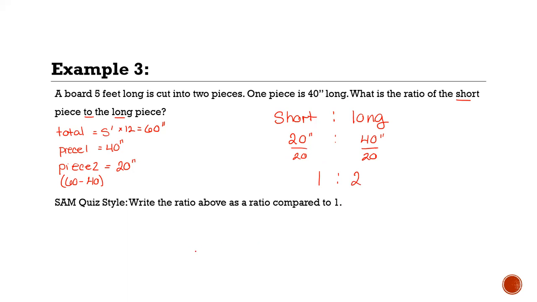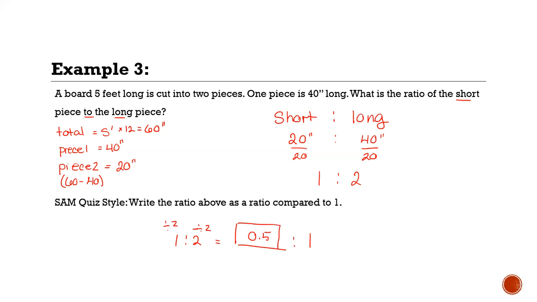Okay, nice and easy when we write it as a ratio compared to 1. So 1 to 2 is equal to something to 1. So in order to do that, I'm going to have to divide that by 2. 2 divided by 2 will give me a 1. And then 1 divided by 2 gives me 0.5. 0.5 to 1. So this would be our answer in SAM.